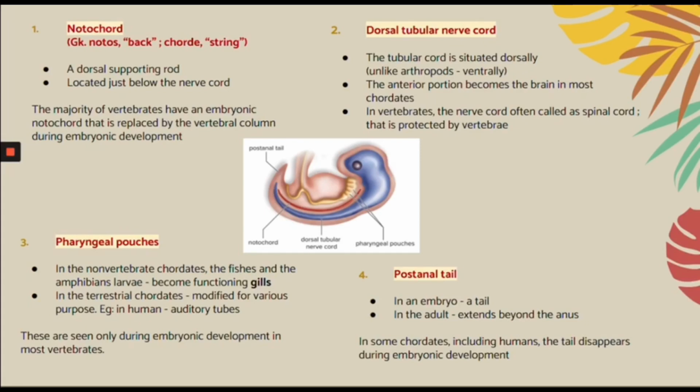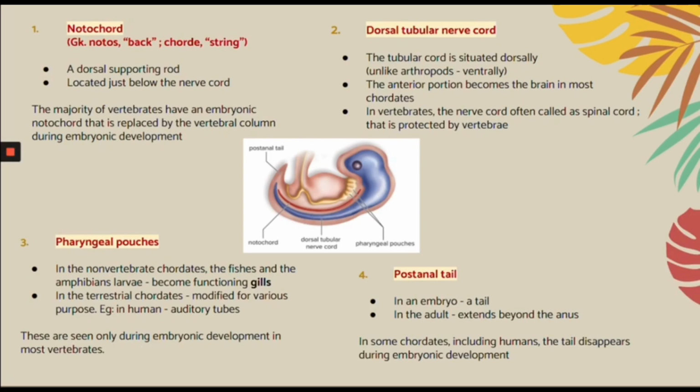The third characteristic of a chordate is pharyngeal pouches. In the non-vertebrate chordates, pharyngeal pouches of fishes and amphibian larvae become functioning gills, while in the terrestrial chordates, the pharyngeal pouches are modified for various purposes. For example, in humans, the pharyngeal pouches will modify to become the auditory tube. Pharyngeal pouches are seen only during embryonic development in most vertebrates.